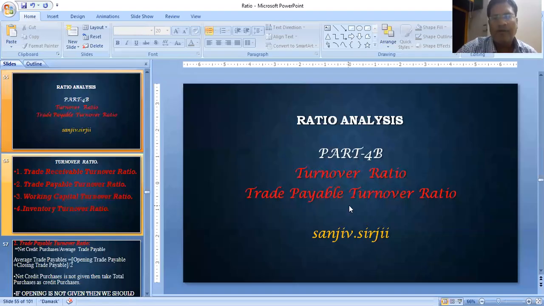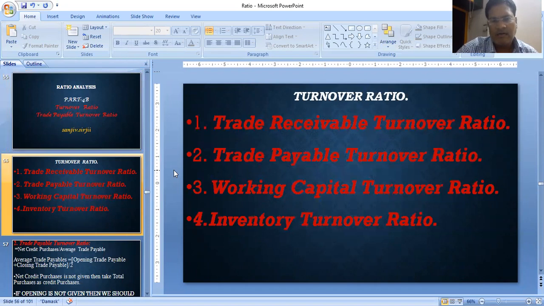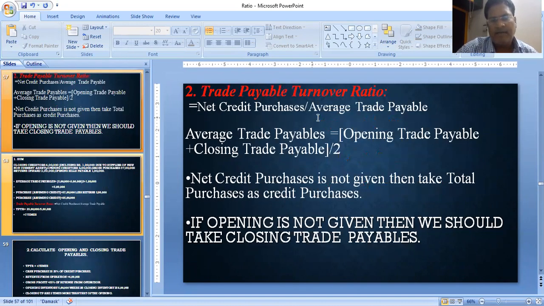So now we will be doing trade payable turnover ratio. The formula, as I have already discussed with you, is net credit purchase divided by average trade payables. Average trade payables is opening plus closing divided by 2, and net credit purchase, if not given, is taken as total purchase only. If opening is not given, then we should take the closing figure of trade payables.